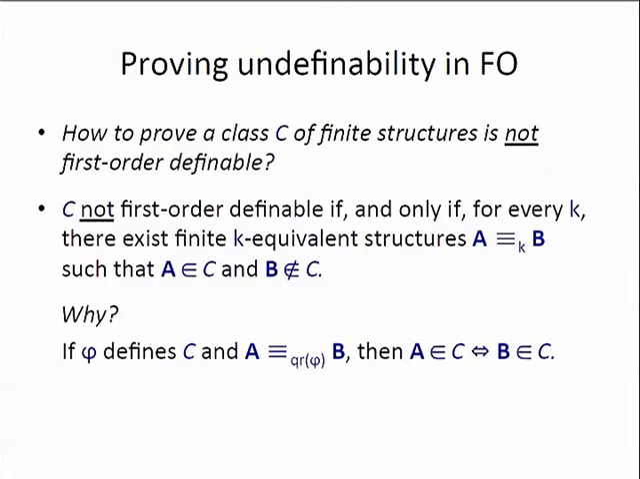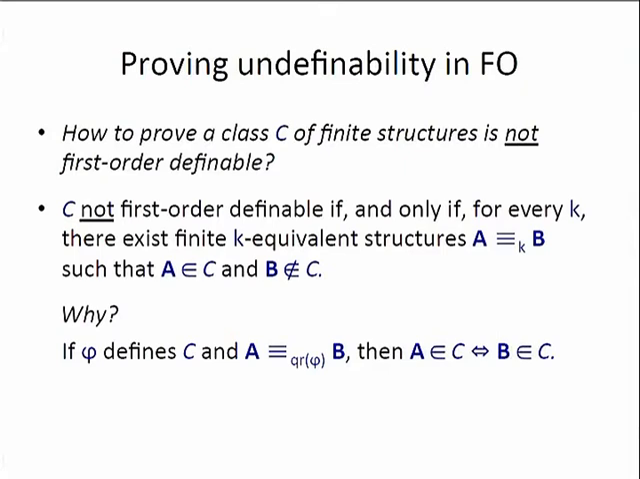k-equivalence also gives us a way of proving that a class of finite structures is not first-order definable. Just an observation: if we have a class of finite structures C, then to show that it's not first-order definable, it's necessary and sufficient to show that for every k, there exists a pair of finite k-equivalent structures A and B, such that A belongs to the class C and B does not belong to the class C. This is a very useful, necessary, and sufficient condition for showing that some class is not first-order definable.